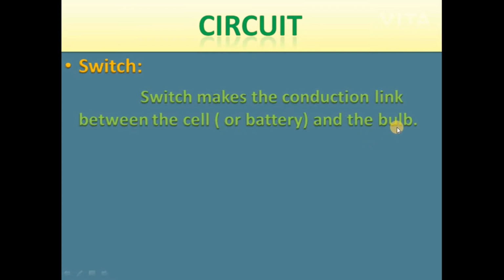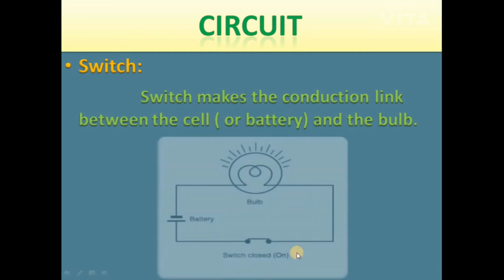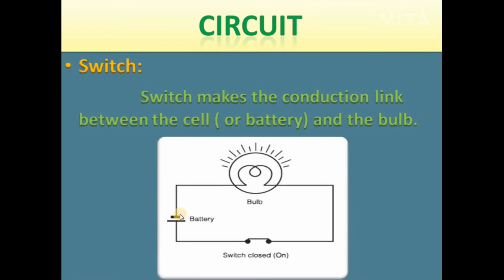Switch makes the conduction link between the cell and the bulb. Look here. Here is a battery and here is a bulb. It makes a link between the bulb and the battery. Therefore, the switch makes the conduction link between the cell and the bulb.